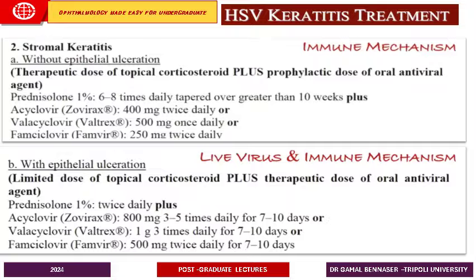So the frequency of the prednisolone, instead of 6 to 8 times, will be reduced to twice daily only, because there is active virus replication. However, we need to use the therapeutic large dose of oral antiviral, that is the acyclovir 800 milligrams, or the equivalent amount of other antivirals.